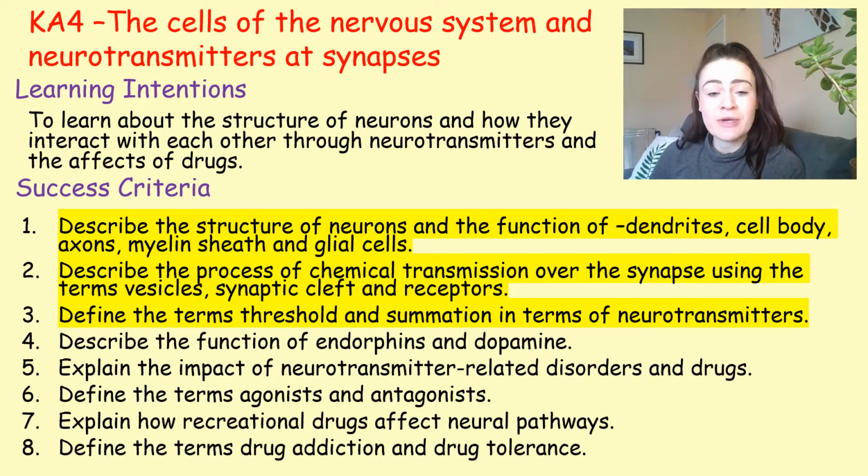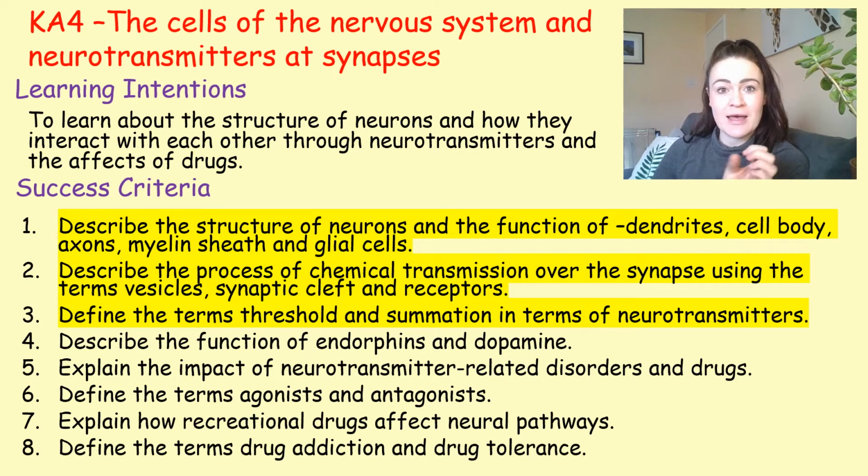We're going to describe the process of transmission across a synapse and the different things involved there. And then we're also going to consider things called threshold and summation of neurotransmitters. It's all about how you actually change that chemical message that goes across the synapse into an actual electrical impulse in the neighbouring nerve.